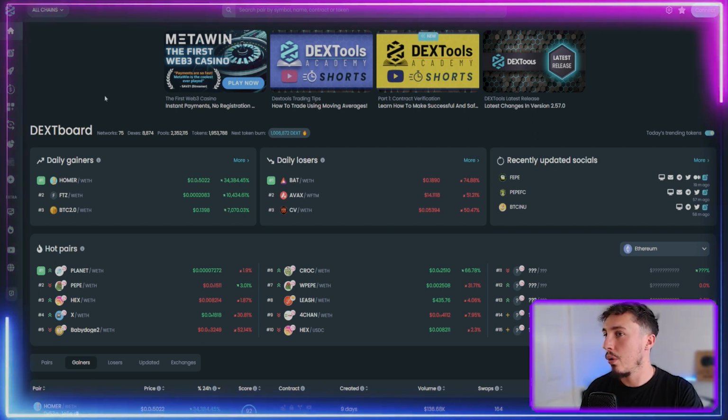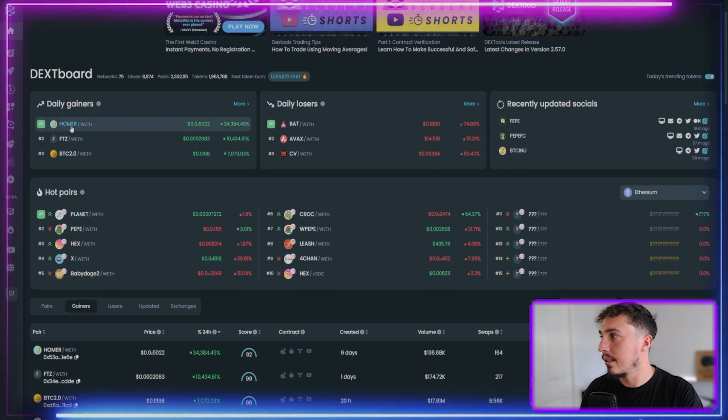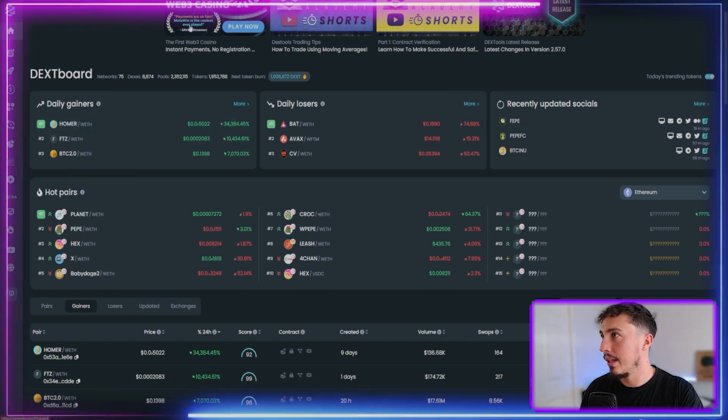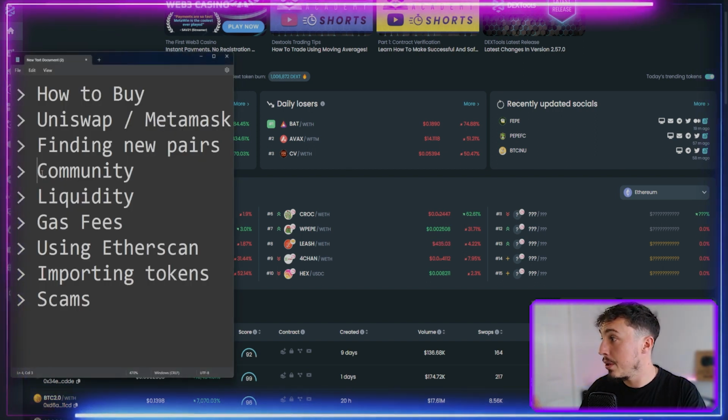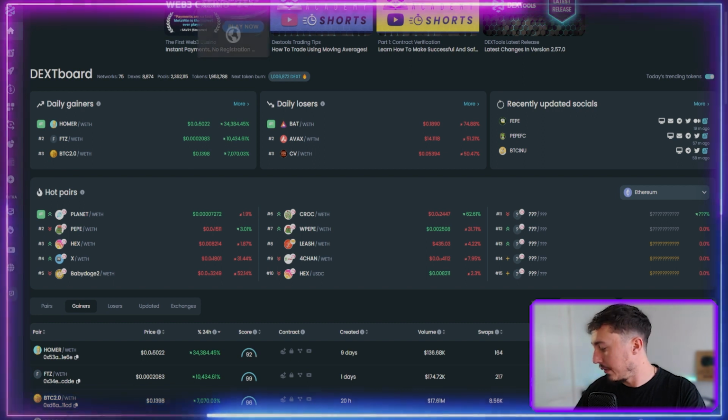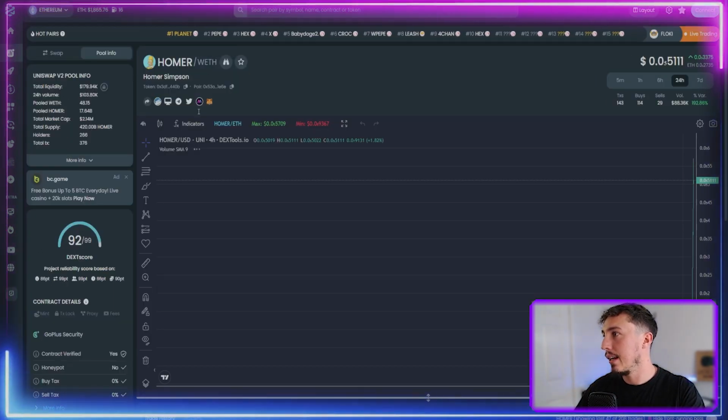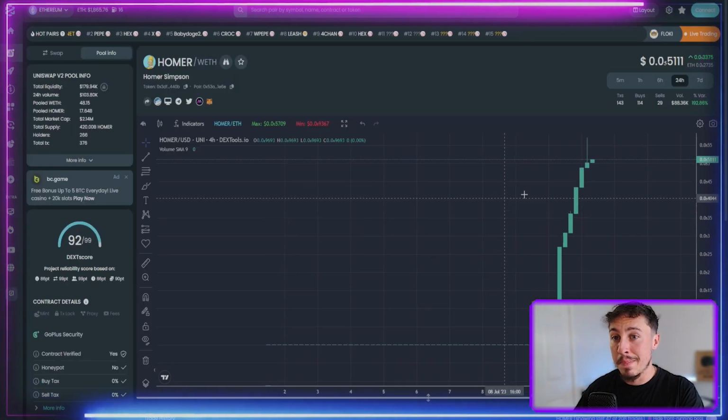What it's going to show you is a few metrics and indicators, such as the daily gainers. Right now we can see Homer as a coin that is pumping massively at the moment. So we can look at Homer. We're going to check out the community for this particular stage of the video. When we click right here, we can see Homer Simpson is pumping massively.